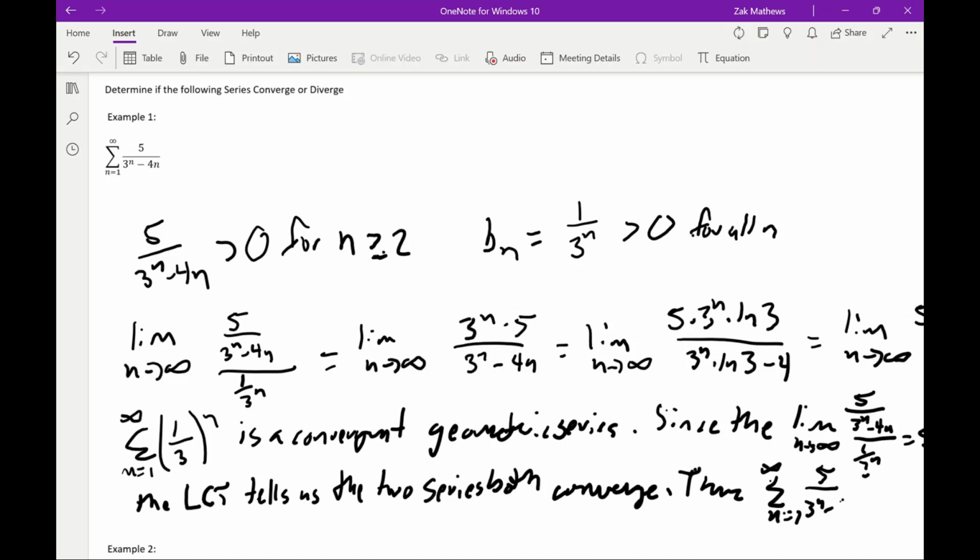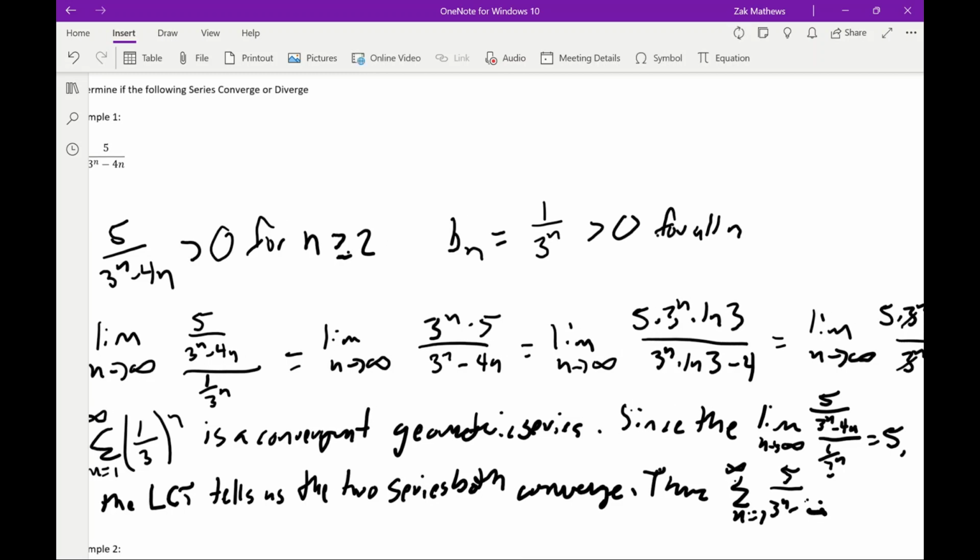converges. Okay, and so there we have it.